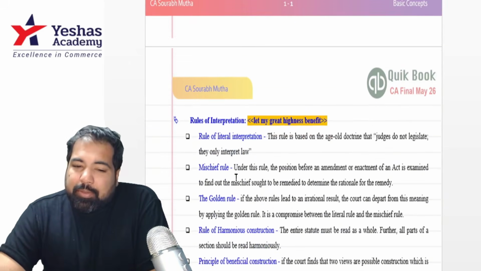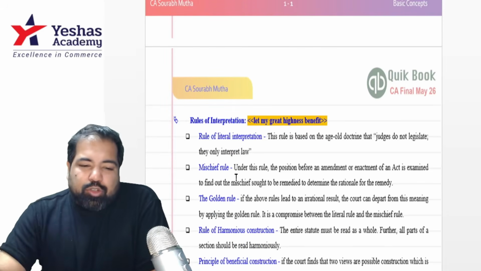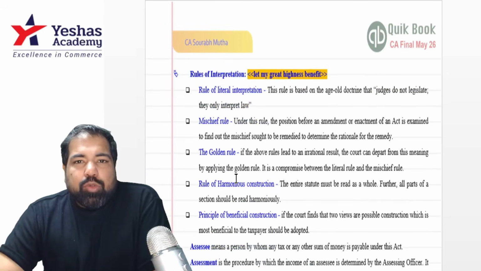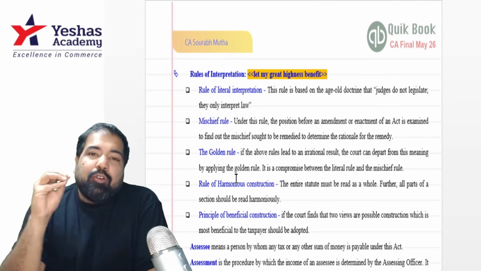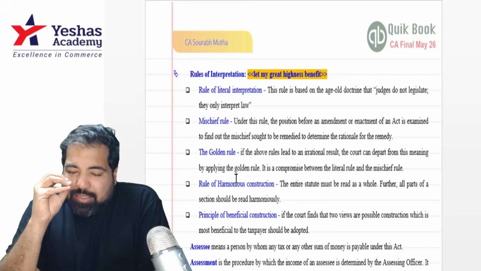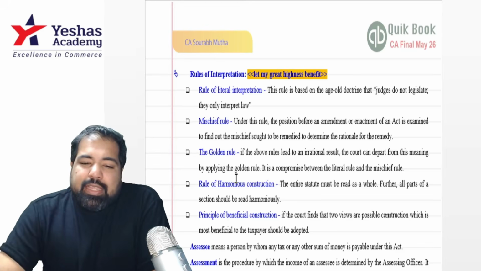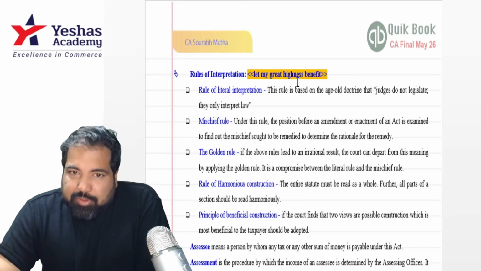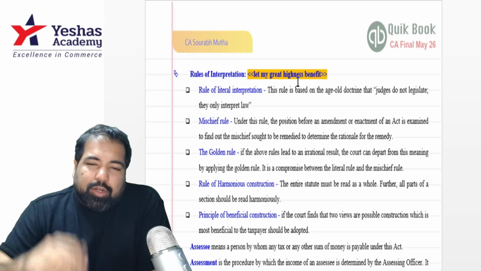Next, there are rules of interpretation. Now important. This could be a question in the exam. What are the rules of interpretation? How do you interpret or make sense of the income tax laws? This shortcut is: LET MY GREAT HIGHNESS BENEFIT. This is a shortcut, learn it by heart. What does this shortcut mean?